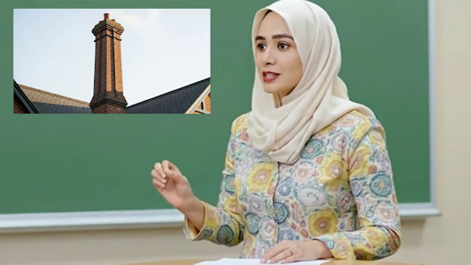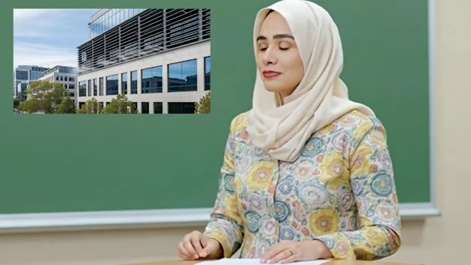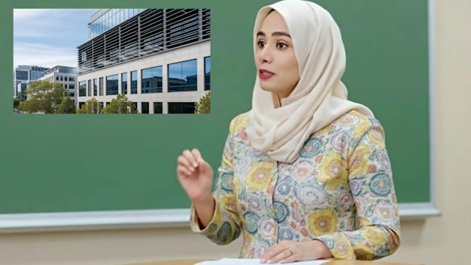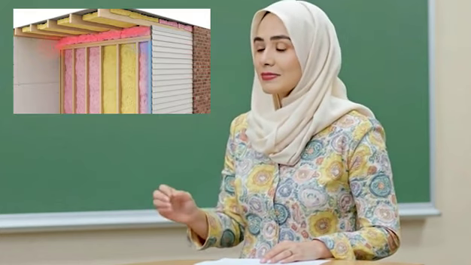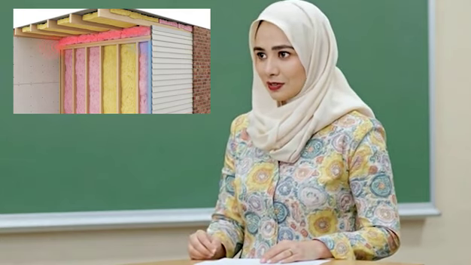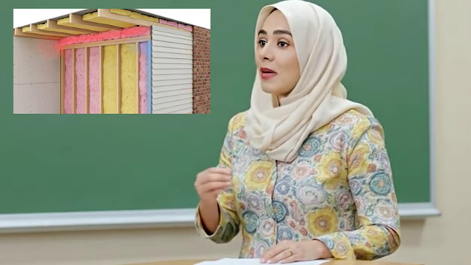Finally, let's look at the parts and items that make the house safe, comfortable, and livable. Chimney, a vertical pipe or brick structure that carries smoke outside. Ventilation, openings or systems that bring fresh air into the building. Insulation, material in walls and ceilings that keeps heat in during winter and out during summer.